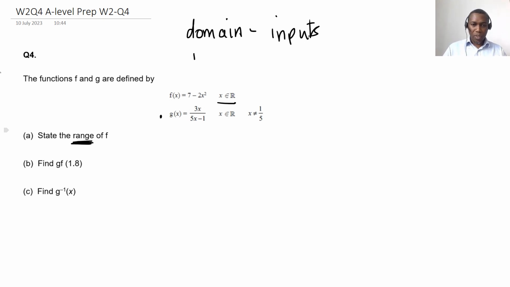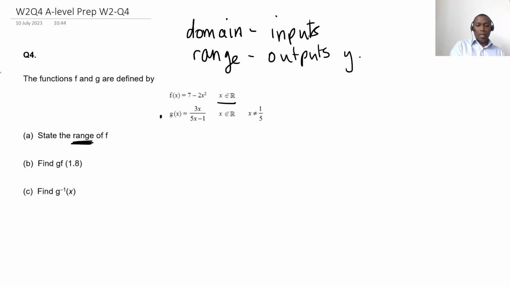Domain, your set of inputs. The range, which is what the question is asking for, that's your outputs. In other words, what we normally refer to as our y values. x goes in, you perform the function f of x, and then y is the value that comes out. So we want to know all the values that y could be. To help with that, look at what's happening to the input. The input is being squared, then doubled, and whatever answer we get, we take that away from 7. That's what f of x is doing.